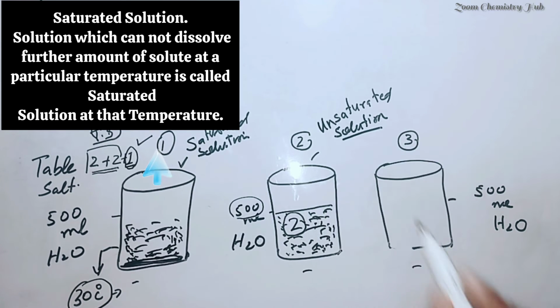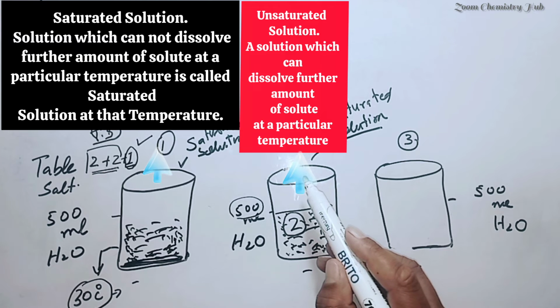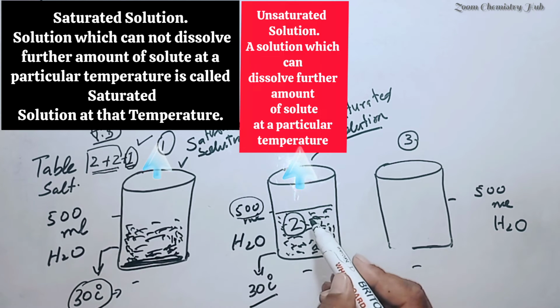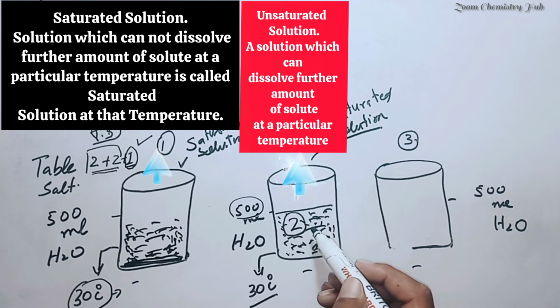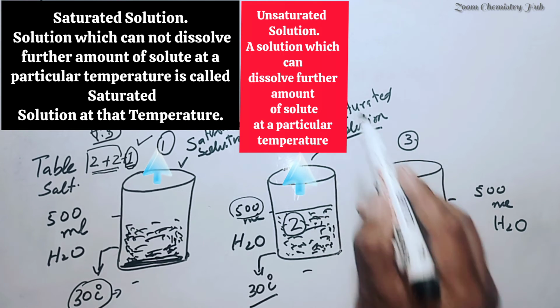So we can define the unsaturated solution as a solution which can dissolve further amount of solute at a particular temperature. Here the temperature is also 30 degrees centigrade. So at this particular temperature, this solution has the ability to dissolve further amount of solute. So this solution is called unsaturated solution.